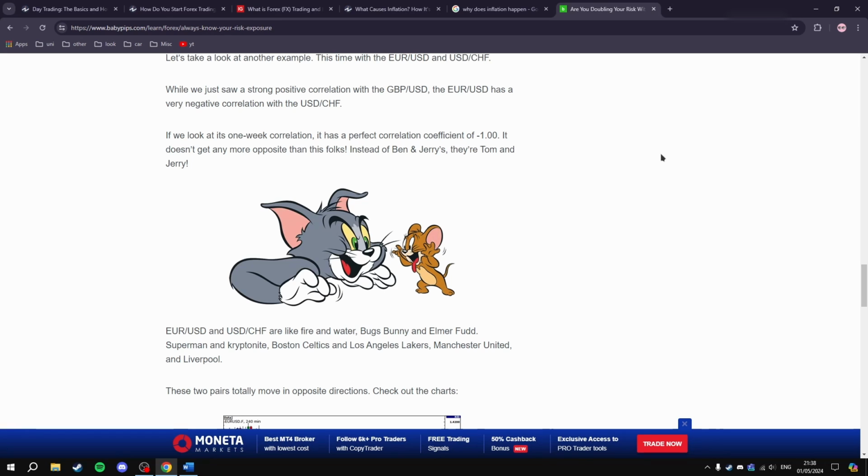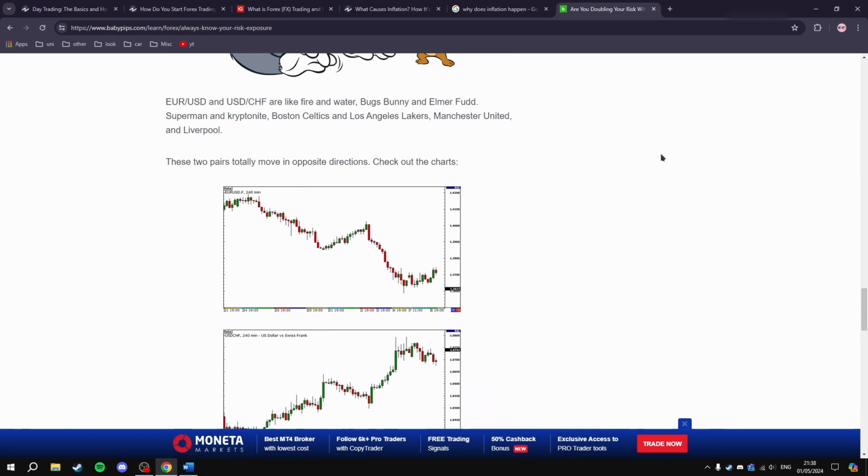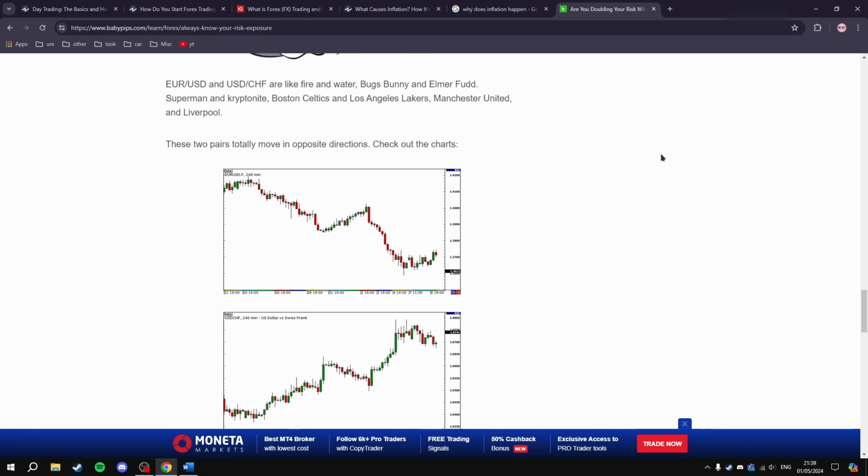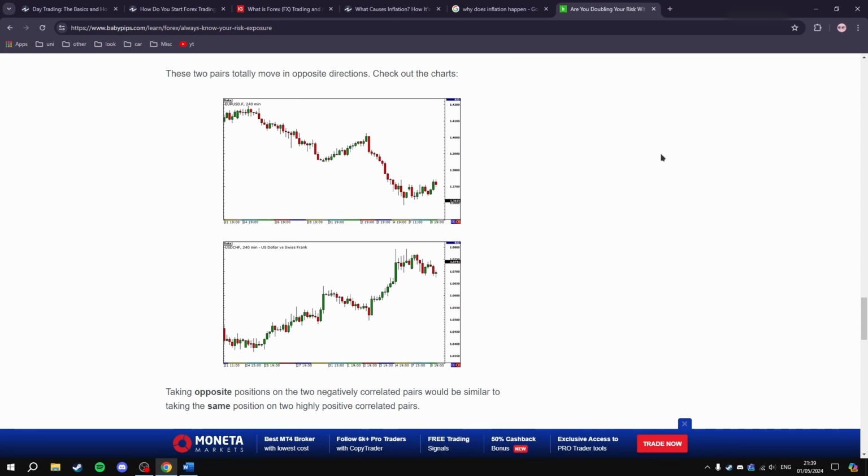If we look at its 1 week correlation, it has a perfect correlation coefficient of -1. It doesn't get any more opposite than this, folks. Instead of Ben and Jerry's, they're Tom and Jerry. Euro USD and USD CHF are like fire and water, Bugs Bunny and Elmer Fudd, Superman and Kryptonite, Boston Celtics and Los Angeles Lakers, Manchester United and Liverpool. These two pairs totally move in the opposite directions.